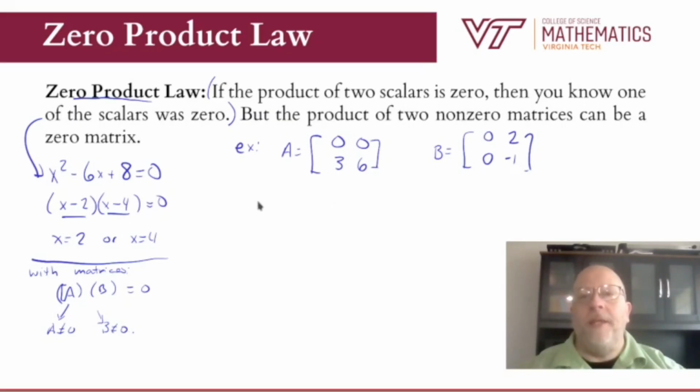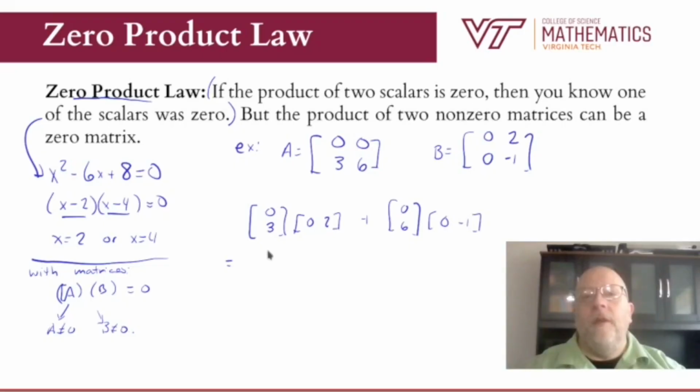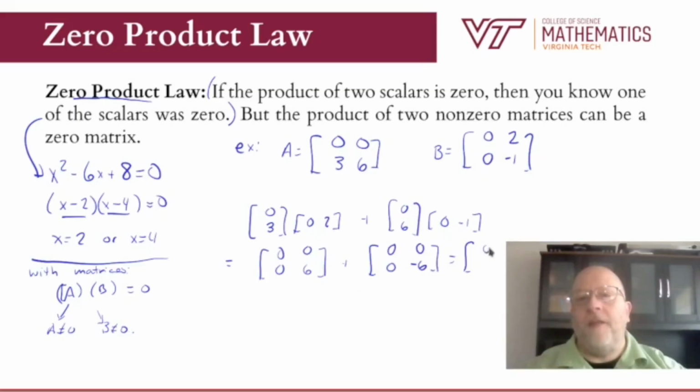When we multiply A and B together, we get the column of A, 0, 3, times the row of B, 0, 2, and then the column of A, 0, 6, times the row of B, 0, negative 1. And that's 0, 3 times 0 is 0, 0. 0, 3 times 0, 2 is 0, 6. But then over here, 0, 6 times 0 is 0, 0. And 0, 6 times negative 1 is 0, negative 6. And now the 6 and the negative 6 cancel. And the product is 0.